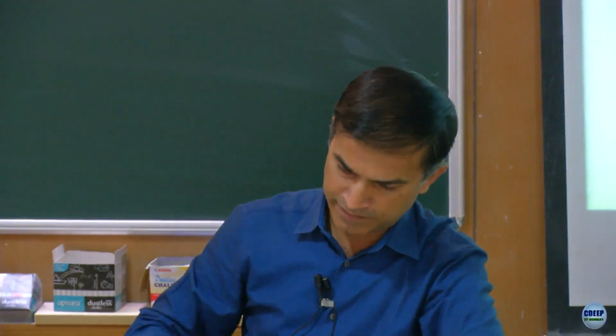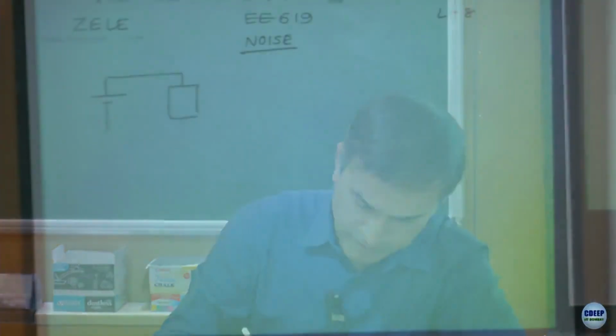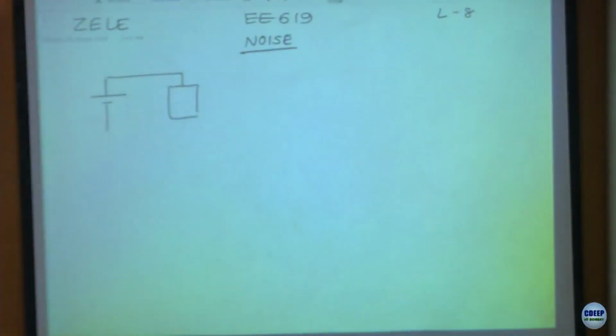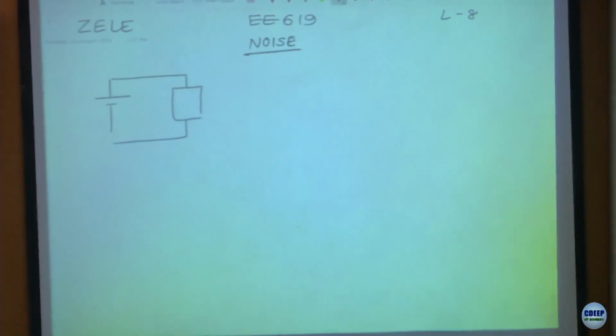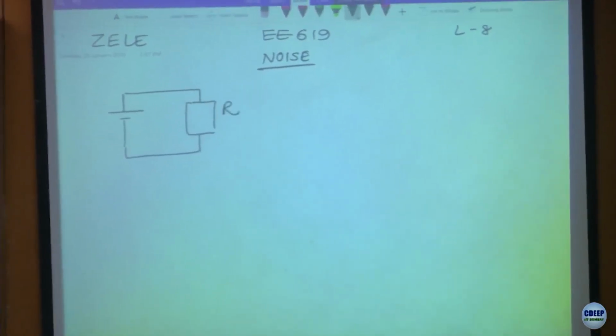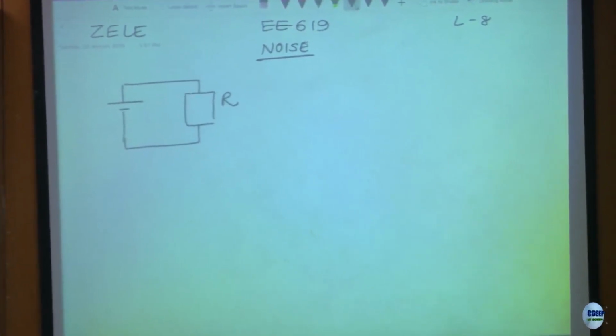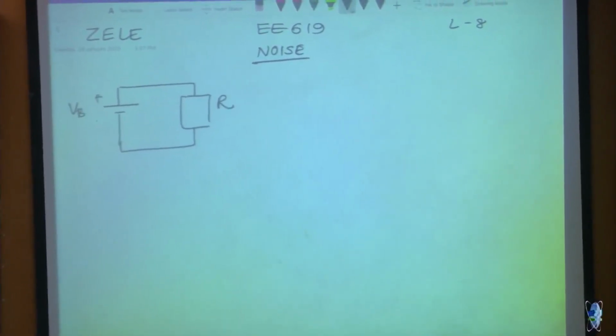So in terms of circuits, what's really going on is, let's say we draw a very simple circuit, okay, and we have a resistor, resistor R. Now, if you apply a voltage VB here, plus minus, then what do we expect? What is the current that you expect? Can somebody tell me what's the value of this current? VB divided by R, right? Ohm's law. That's what you expect.